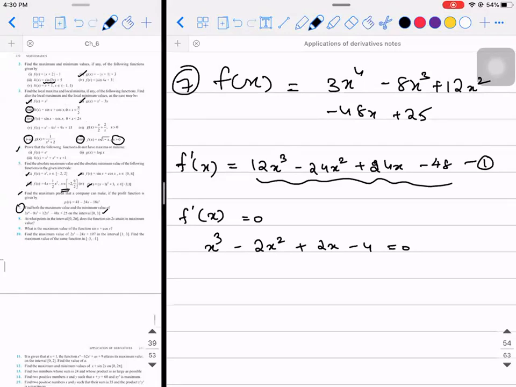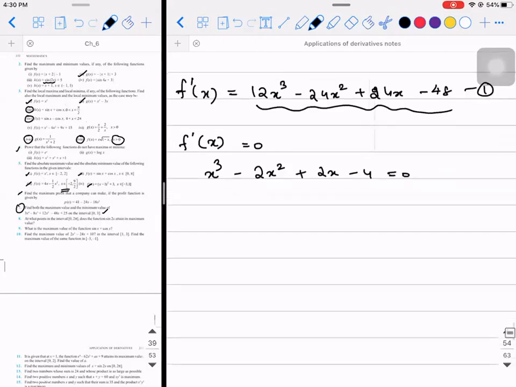Sir, 2 satisfies. Okay, so 8 minus 8 is 0. Yeah, 2 is satisfying. So then what are we supposed to do? Take the coefficients 1, minus 2, 2 and minus 4. So 2 is satisfying. Don't write minus 2, write the root. Don't write the factor.